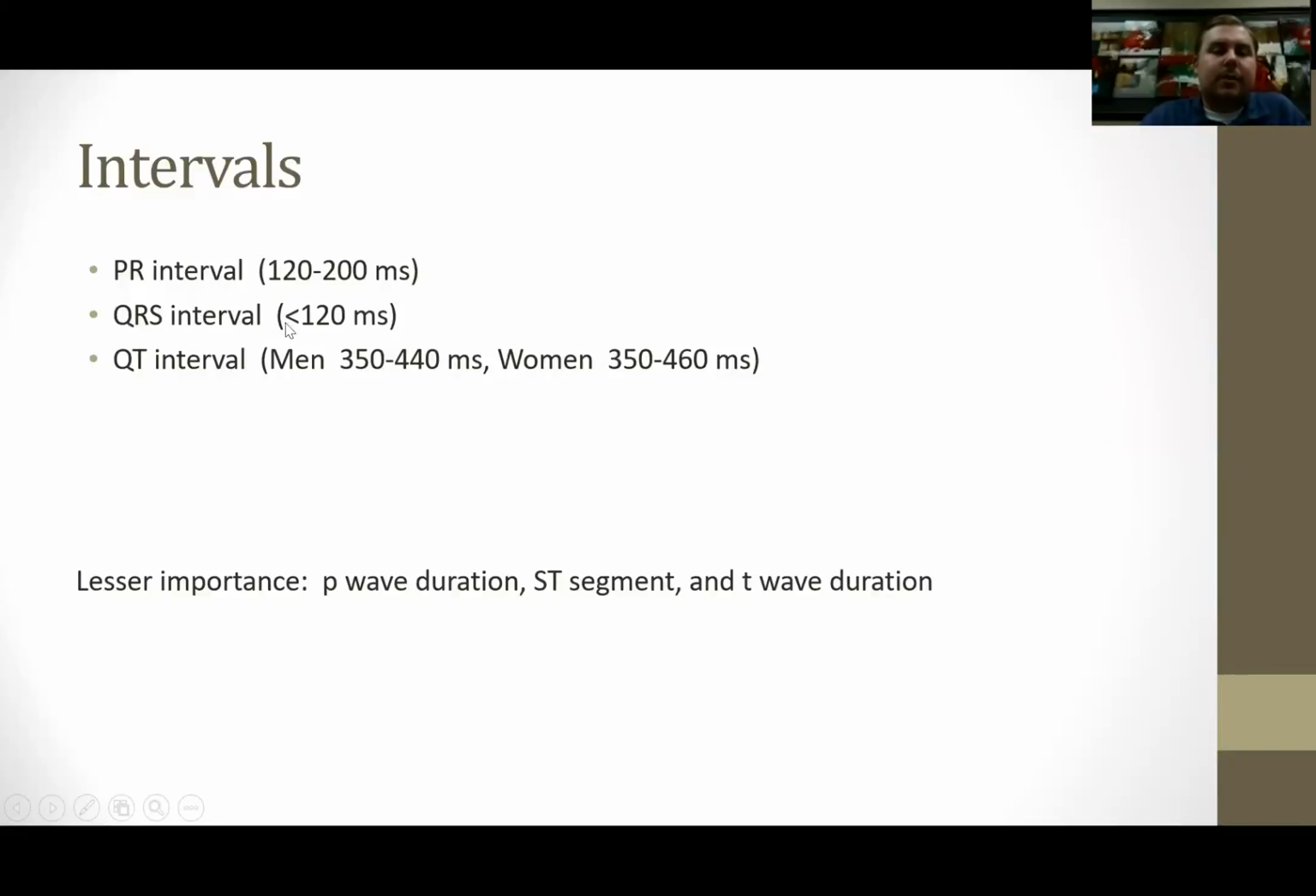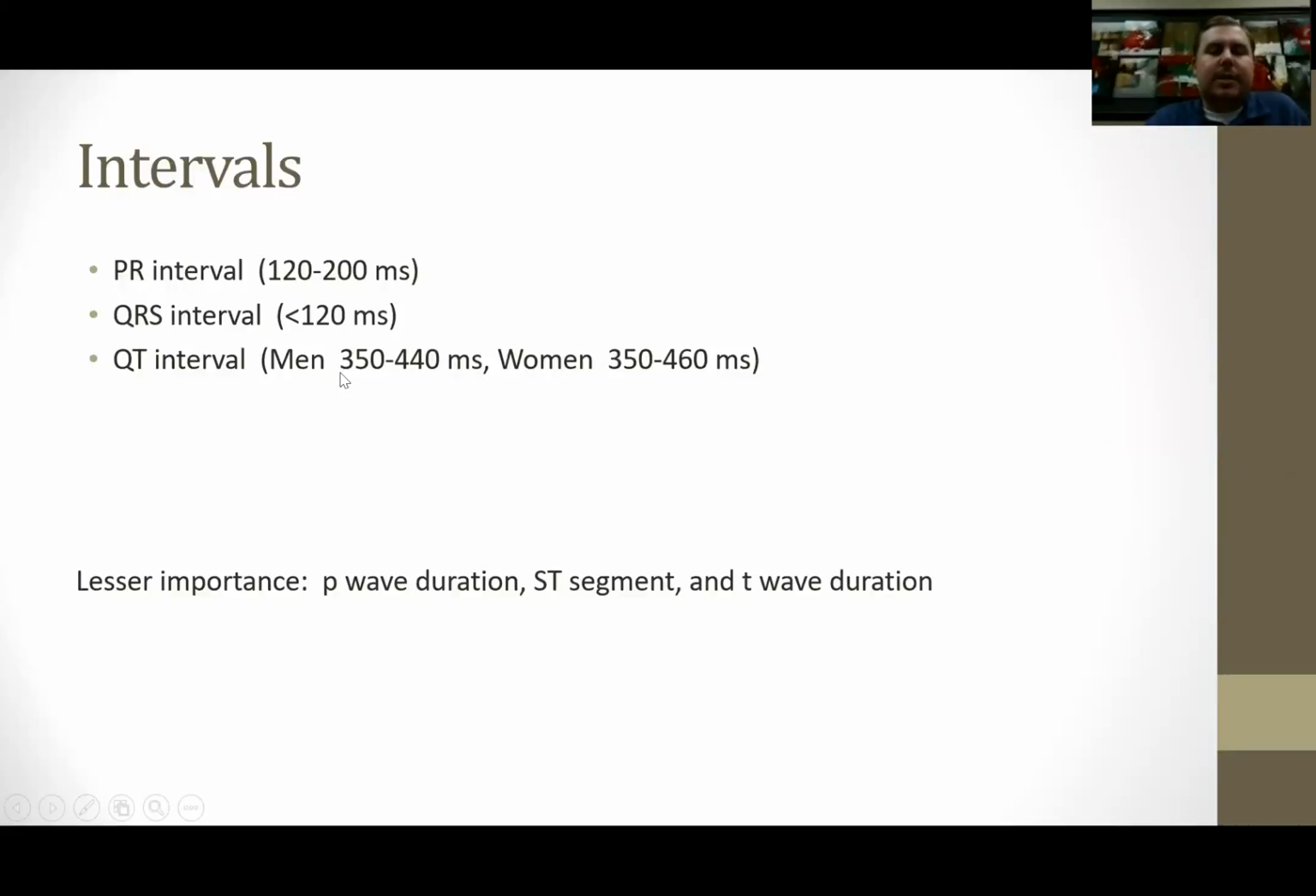Next, your QRS interval for adults should be less than 120 milliseconds. That's 3 little boxes wide. If it's less than that, it's normal. If it's over that, that's a wide QRS, and that might be due to bundle branch block or ventricular or paced rhythms.